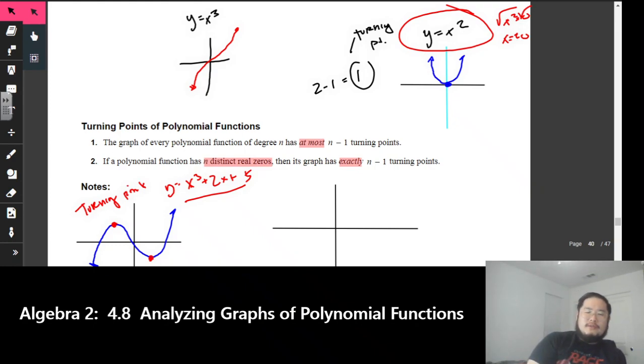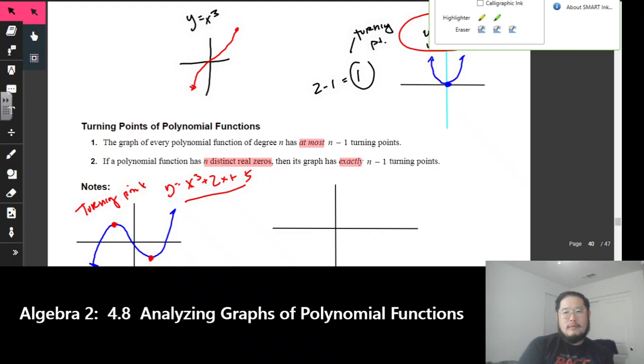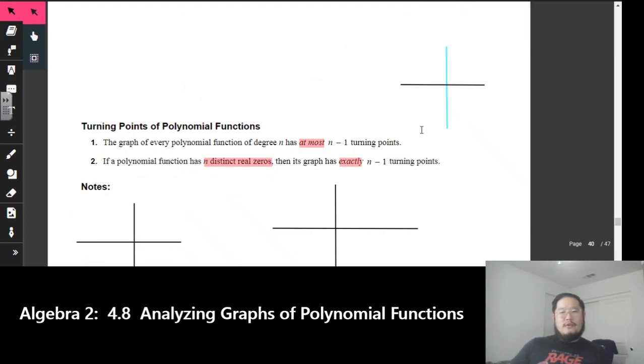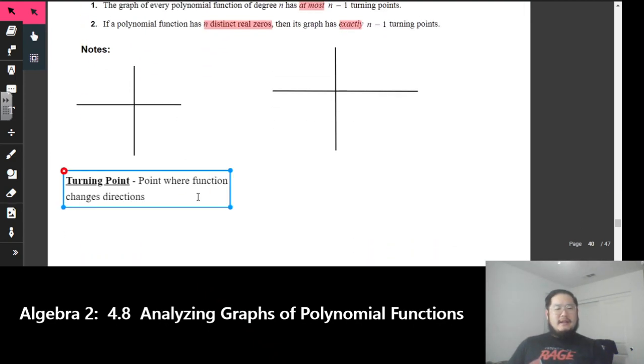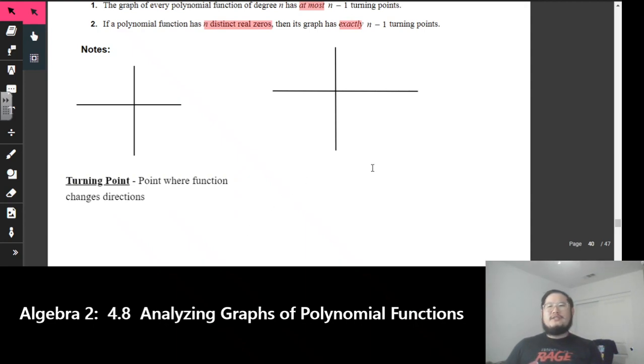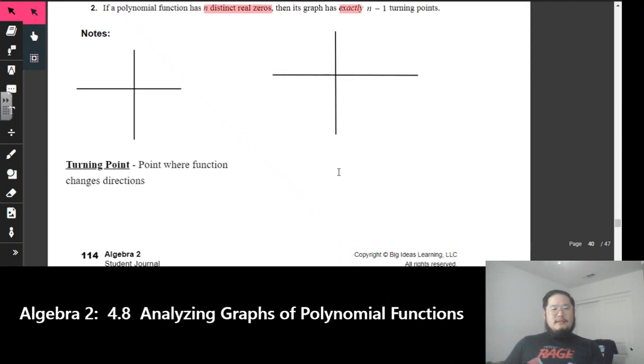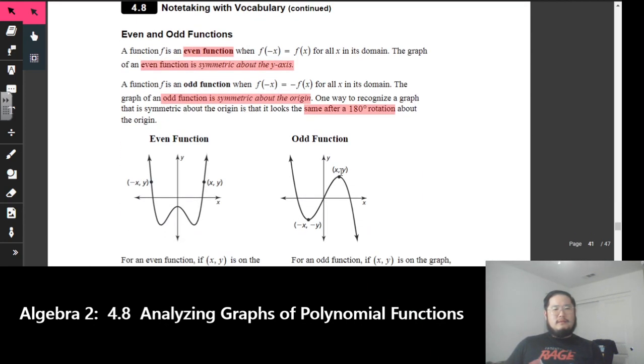So if it's factorable, you're going to see that there are going to be some distinct zeros and there will be exactly one turning point. So in some of the problems that we've gone over throughout this chapter, if it was completely factorable and it was really nice, then you had an exact number of turning points because of the number of zeros we have. All right, and once I kind of added this right here, a turning point is where the function changes directions.